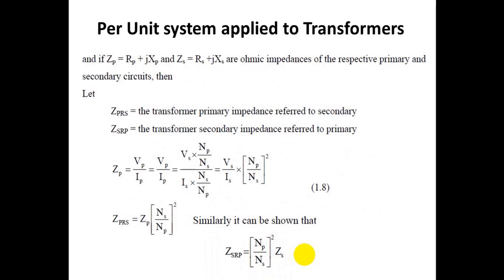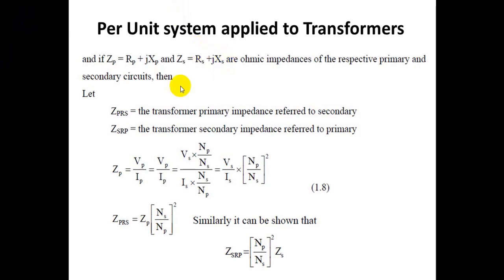And if impedances are written as primary impedance equal to Rp plus jXp and secondary impedance equal to Rs plus jXs for the primary and secondary circuits, then we have to refer these impedances because there is a different circuit on the primary side and different parameters on the secondary side. So in a transformer, it is a normal practice to refer the parameters from primary to secondary side, or from secondary to primary side, for simplicity.